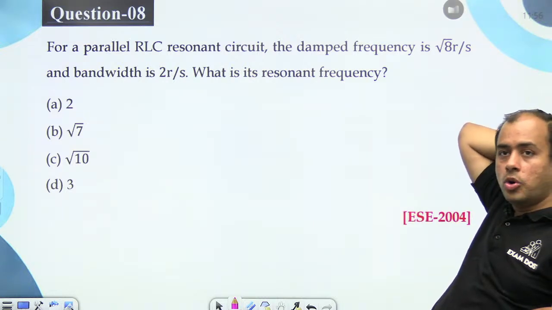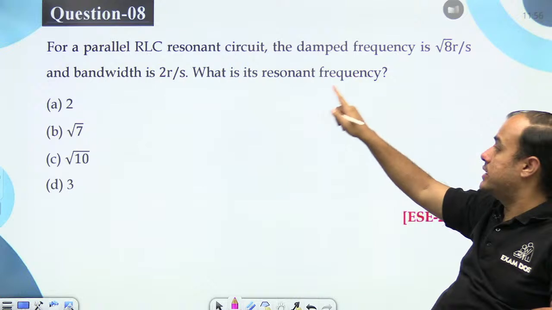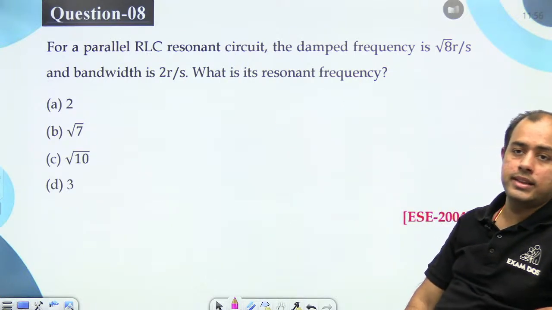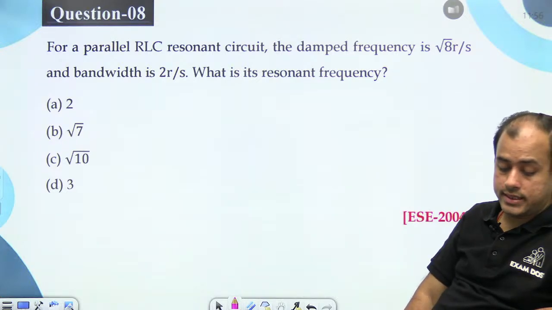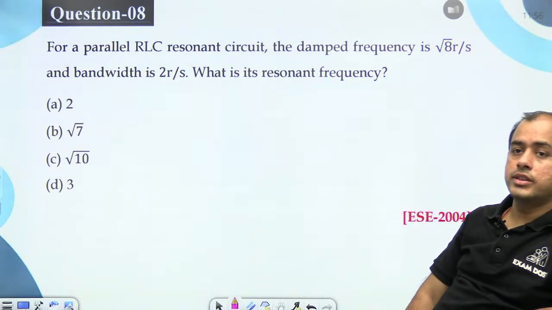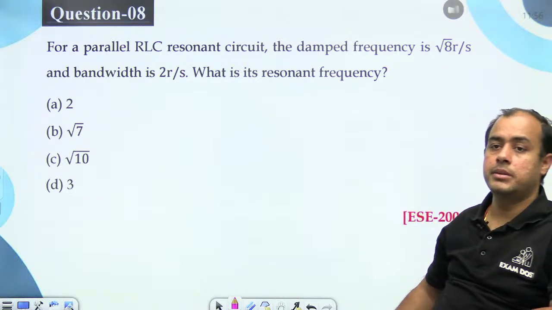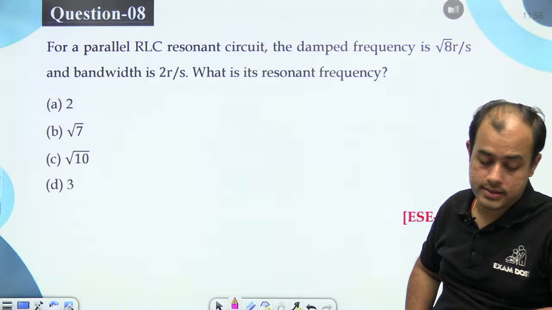ESE 2004, for a parallel RLC resonant circuit, damped frequency is root 8, bandwidth is 2. What is the resonance frequency? ESE 2004 beta. Damped frequency is given, bandwidth is given. What is the resonance frequency?